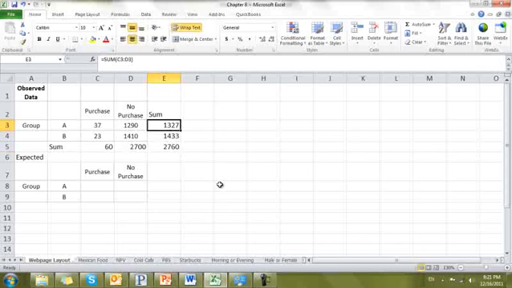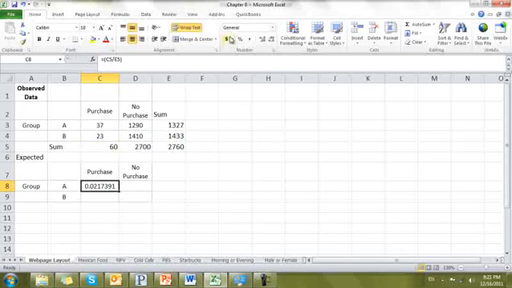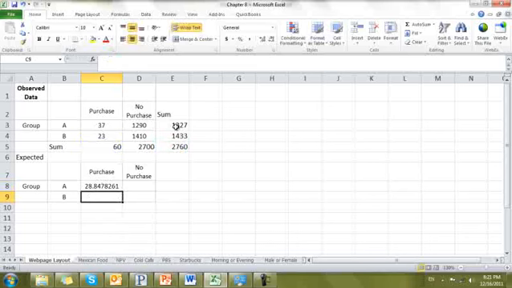But group A is only 1327 large. So for group A, I expect to see 60 out of 2760 purchases, right? That's my percentage of purchases. I could put it in percentage format, or not. And how large is group A? Well, it's 1327. So I want to get rid of those extra decimals.